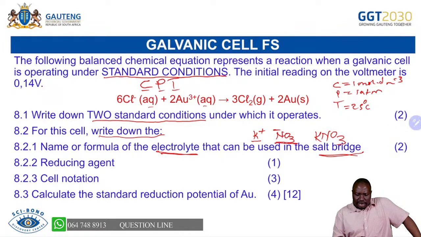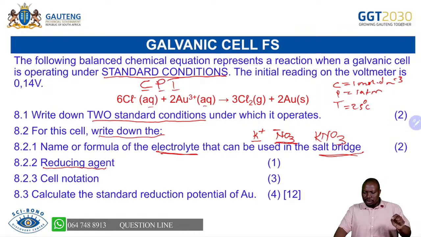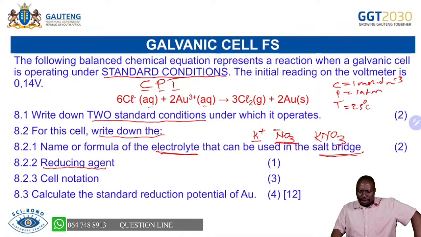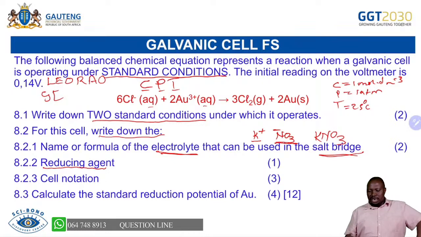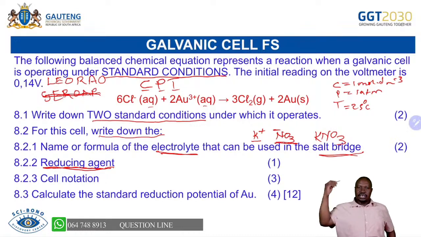Now the next question, they say write down the reducing agent. That is question 8.2.2. So you are able to look into that question and say, what is the reducing agent? Remember, we said the reducing agent is the one that loses electrons and undergoes oxidation. We call it the reducing agent, and the reducing agent is oxidised. The one that gains electrons undergoes reduction. We call it the oxidizing agent, and that one is reduced. But this question says we're looking for the reducing agent. So you look for which one is going to lose electrons.